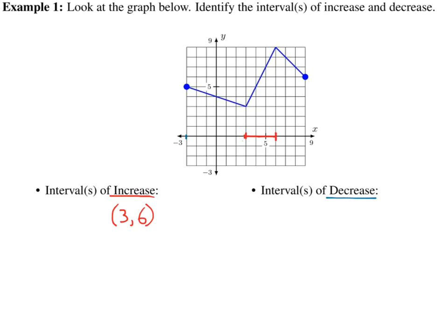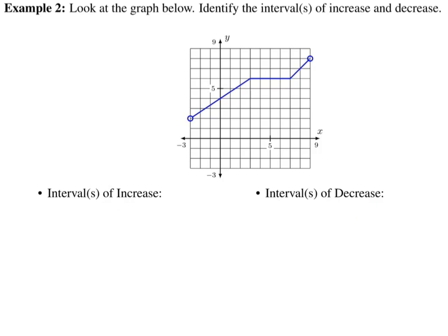All right, decrease. Now there are 2 intervals of decrease here. One of them starts at -3 and goes to 3. The other one starts at 6 and goes to 9. So 2 separate intervals: -3 to 3 for the one on the left, and then 6 to 9 for the one on the right. That's it for the first example. Again, those are not points. Those are intervals of x values.